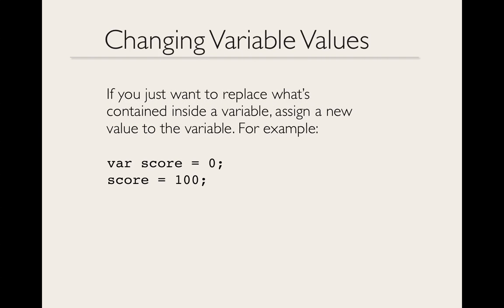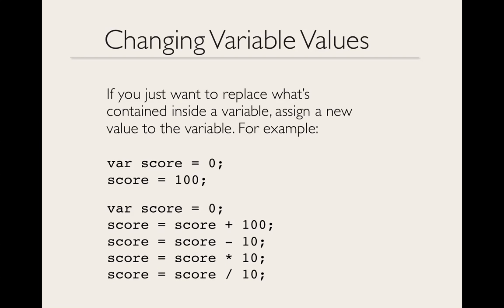Now, if you want to replace what's contained inside a variable, inside a bucket, you just assign a new value to the variable. You can say at the beginning of your program, you've got a score of 0, and later on you can keep adding to your score until you win the game. It's very, very common to update the values of variables. In fact, a variable that doesn't change is called a constant, but that's for another day.